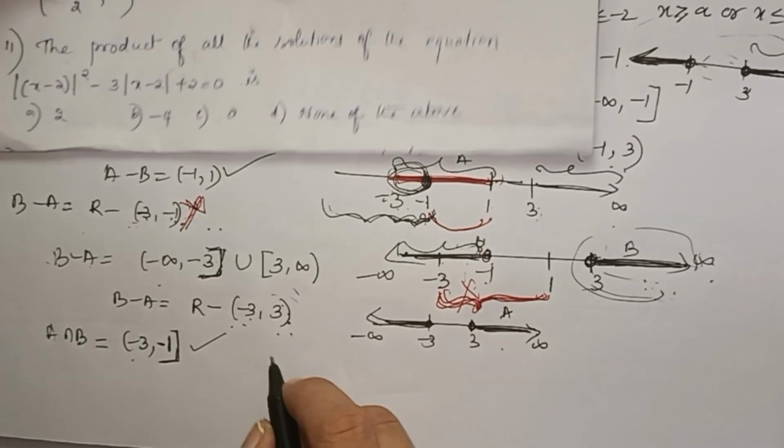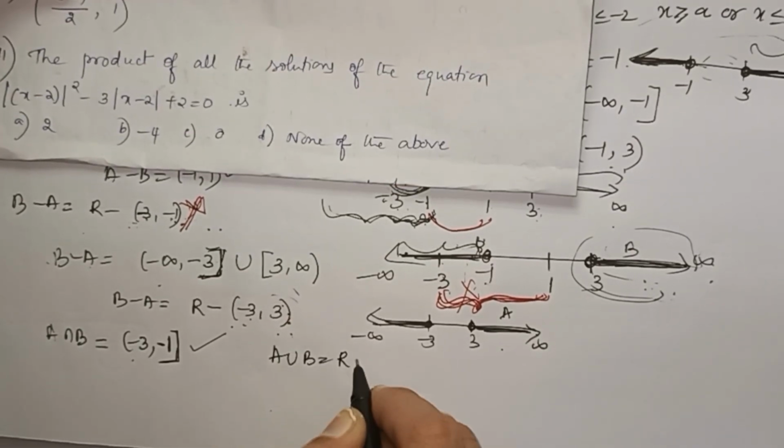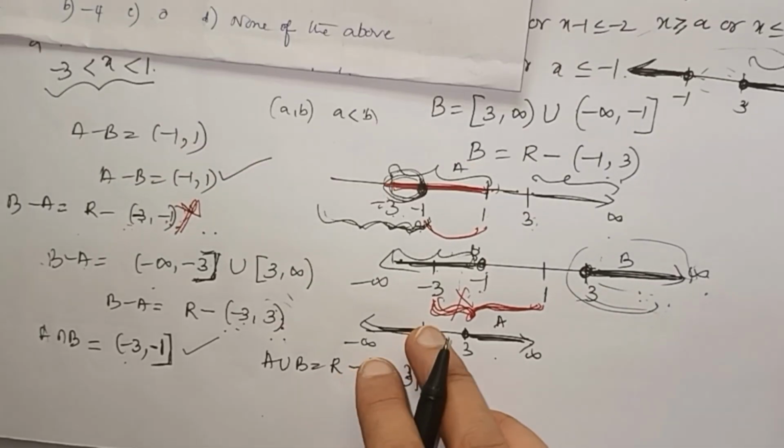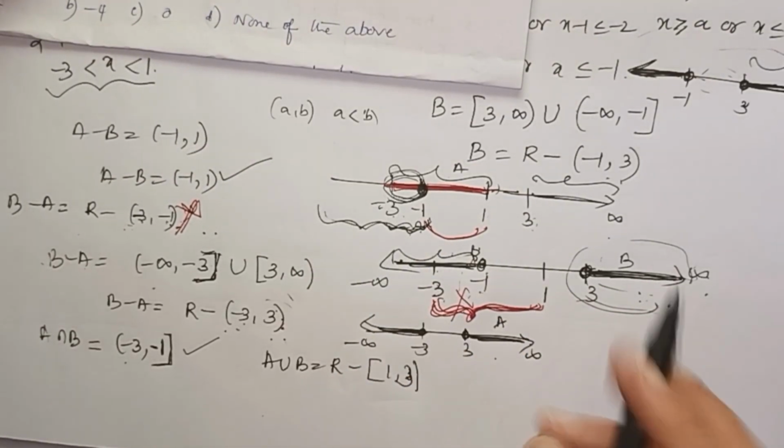Now the last option is A union B equals R minus closed interval 1 comma 3. Let us verify this also. A union B. When you combine A and B, what will you get?